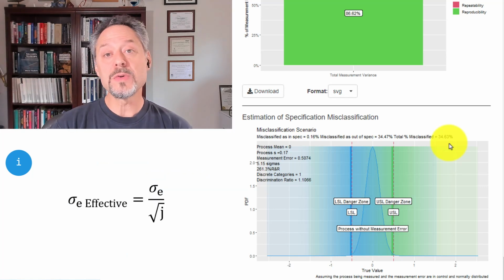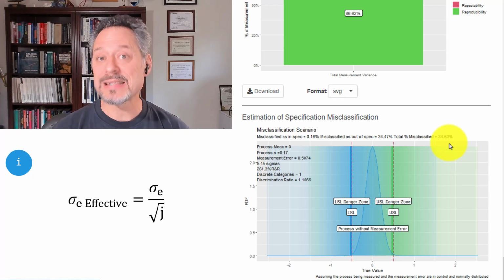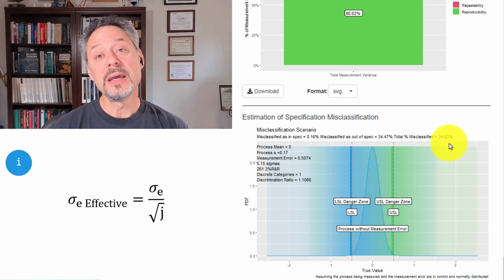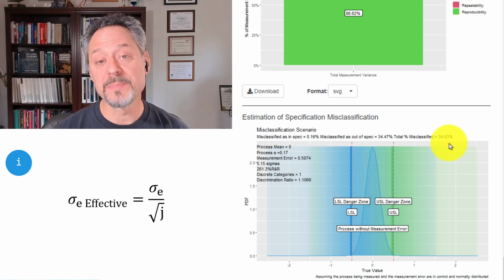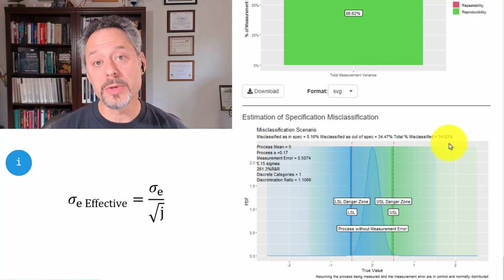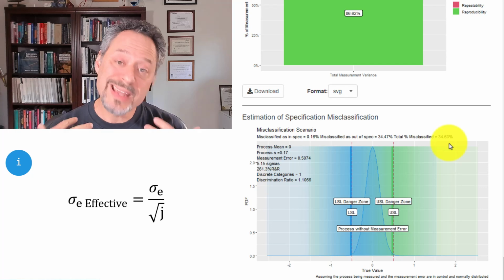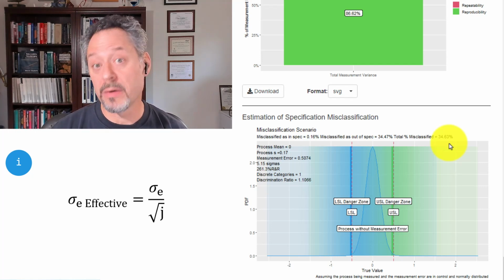Now, for those of you that might have run across this before, it is possible to reduce the variation in your measurement error by taking multiple samples. And it's the inverse of square root of the number of samples that you take. So if I take 4 samples, I cut my measurement error in half. If I take 9 samples, I cut it into a third.